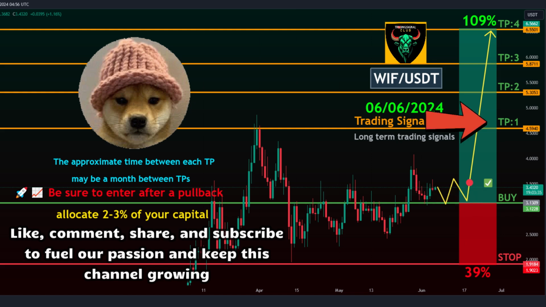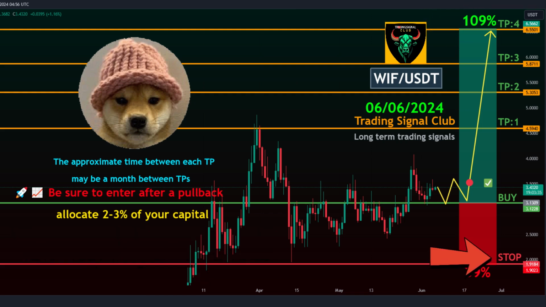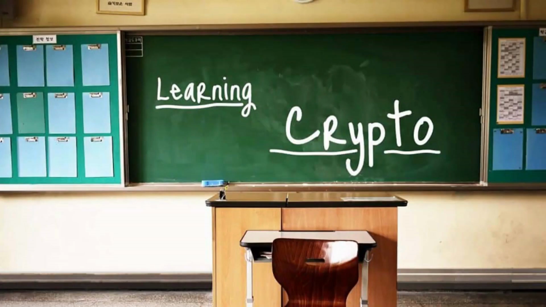Take profit targets. Target 1, 4.5940. Target 2, 5.3053. Target 3, 5.8711. Target 4, 6.5501. Stop loss, 1.9184.